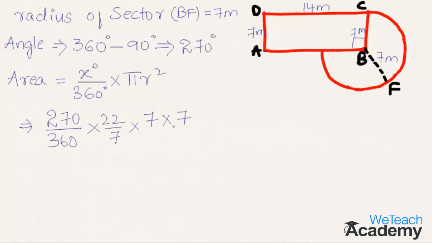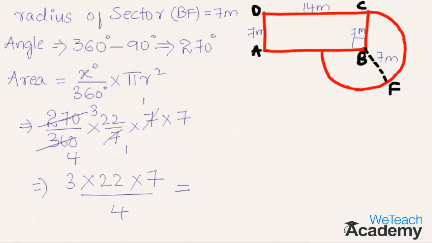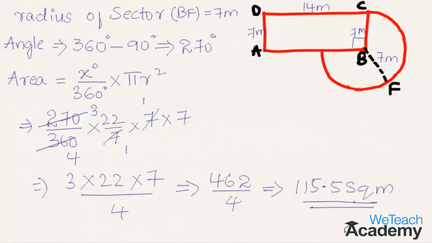So let us simplify this. So here 90 times 4 is 360 and 90 times 3 is 270. And then here 7 one time is 7 and 7 one time is 7. So we get the terms in the numerator as 3 into 22 into 7 divided by the denominator 4. So here by multiplying all the terms, we get 462 divided by 4. And by dividing 462 by 4, we get here 115.5 square meters as the area in which the horse can graze.